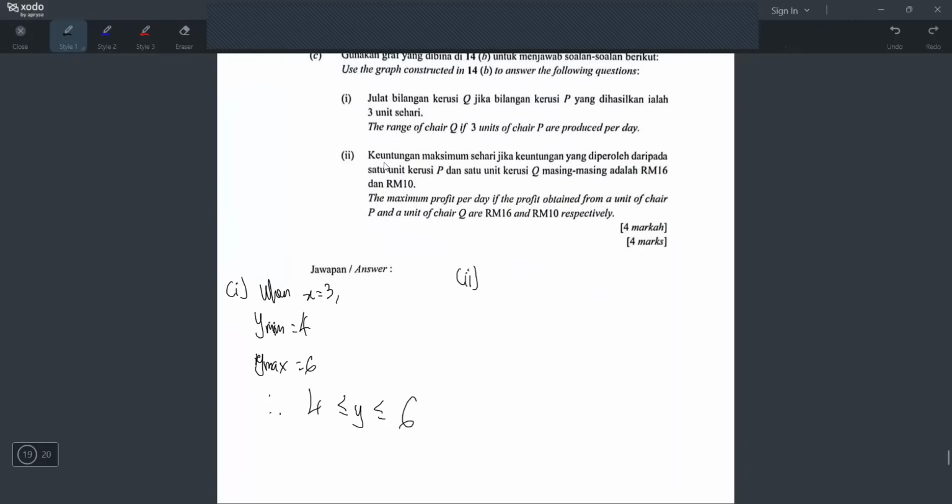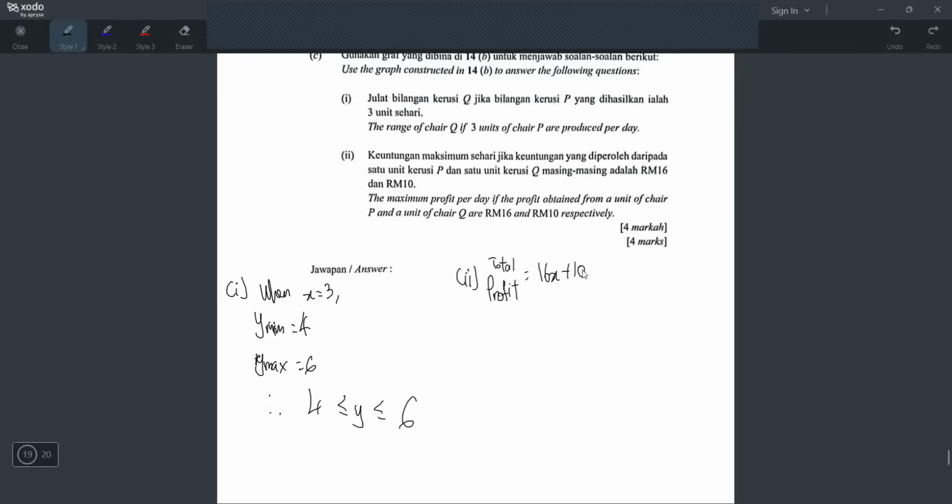Okay, for my final part, second question. Find the maximum profit per day if the profit obtained from 1 unit of P and 1 unit of K is 16 ringgit and 10 ringgit. So what will be the profit then? The total profit will be what?